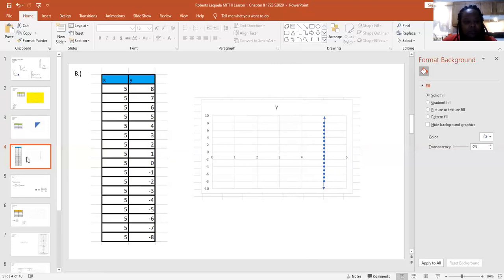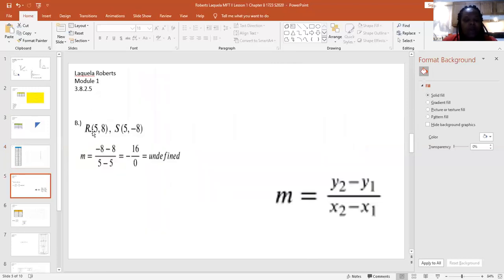So we have (5, 8) and (5, negative 8). We get our slope: m equals negative 8 minus 8 over 5 minus 5, which equals negative 16 over 0, which is undefined. The denominator is zero, so the slope is undefined. And then we have our formula, which is m equals y2 minus y1 over x2 minus x1.